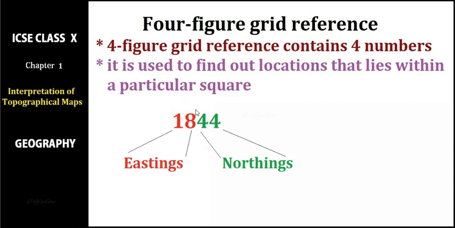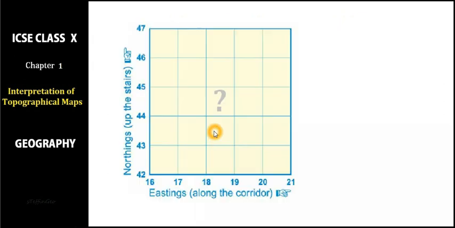Say for example 1844. Here the first 2 values indicate the eastings, and then the second 2 values indicate the northings. Right. Say for example we have this one particular grid, this particular question mark. So what is the 4-figure grid reference of this one particular grid?